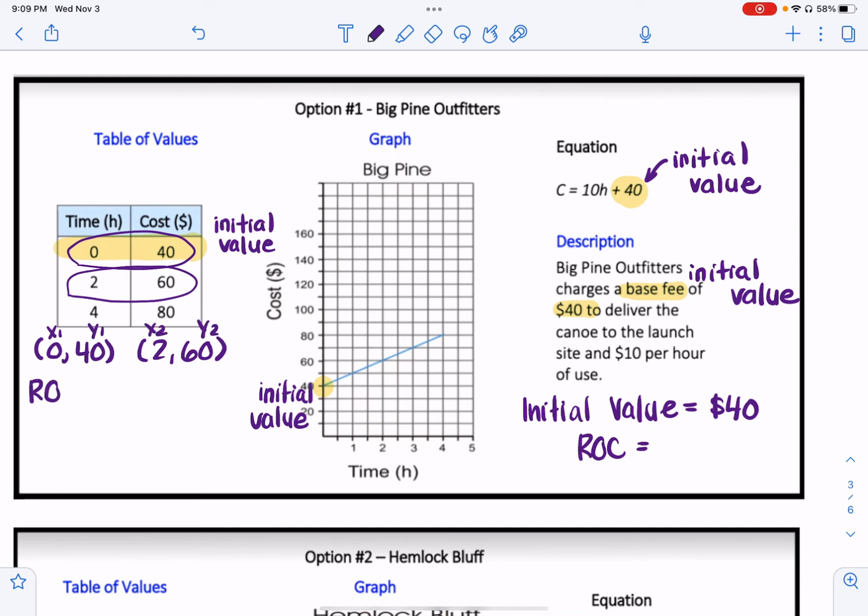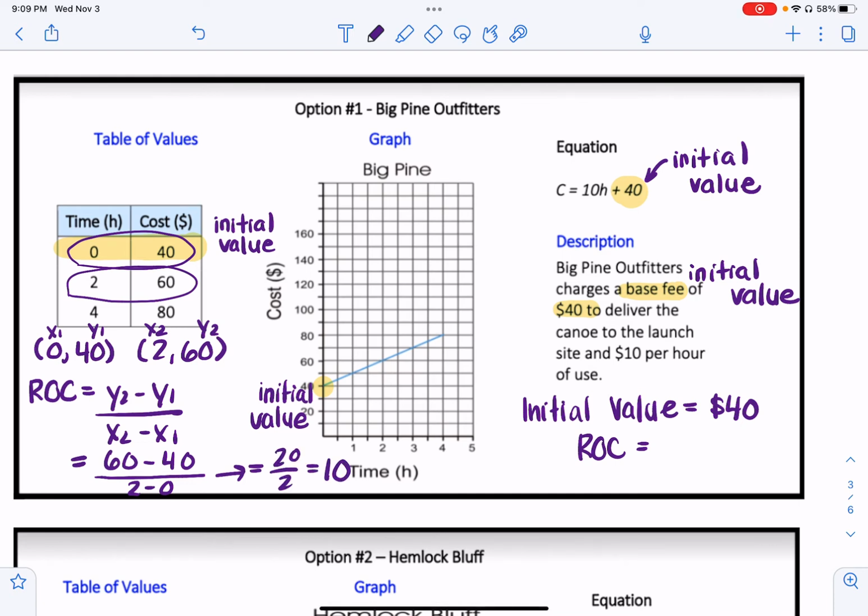So our rate of change will be y2 minus, actually I'll write out the formula, y2 minus y1 all over x2 minus x1. So we have 60 minus 40 divided by 2 minus 0. So that will be 20 divided by 2, which is 10. Sorry that I'm kind of running out of room. Hopefully you can still follow that. So our rate of change is $10 per hour.